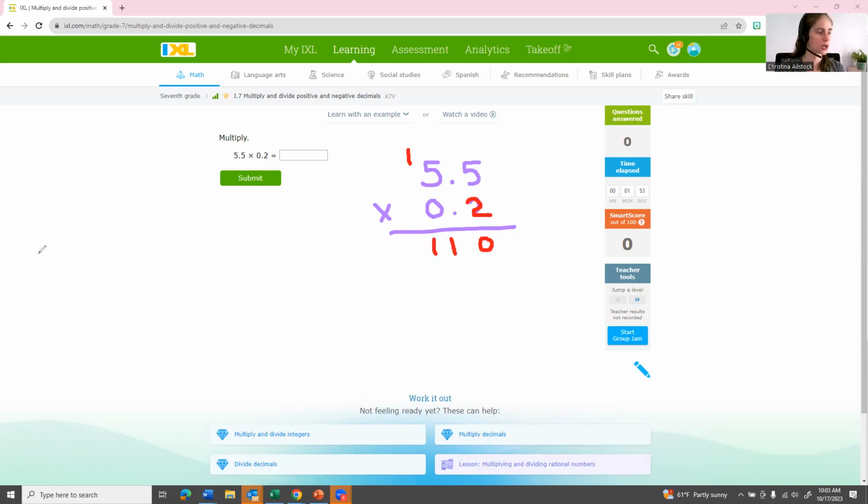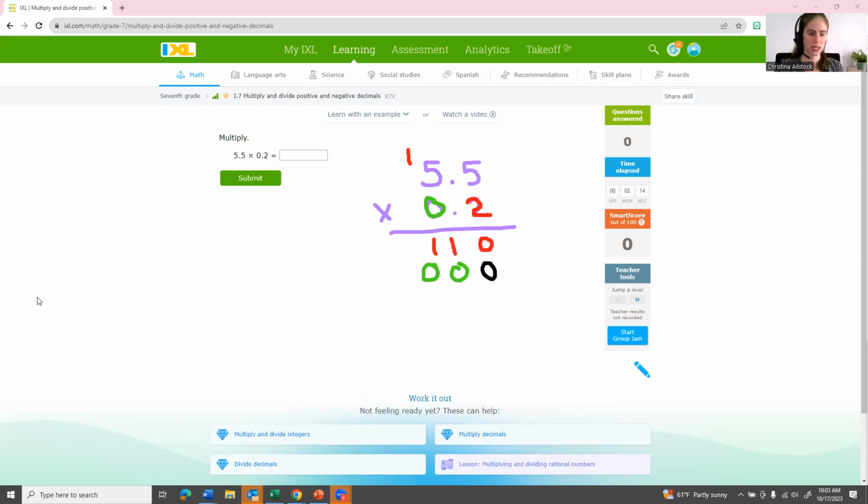Now we need to move over and multiply everything by that 0. But before we do, because we're moving over a place value, we need to put a 0 here as a placeholder. And now we can multiply everything by this 0. 0 times 5 is 0. 0 times 5 is 0.